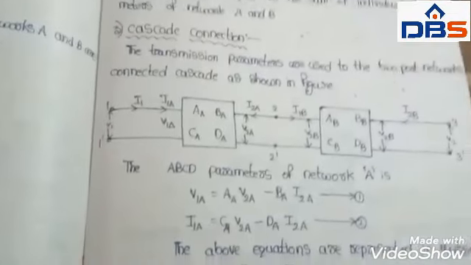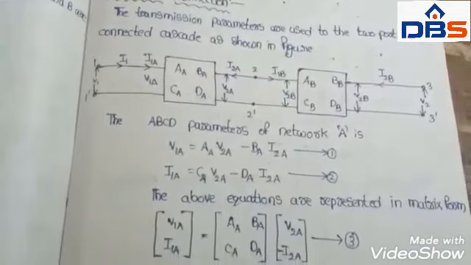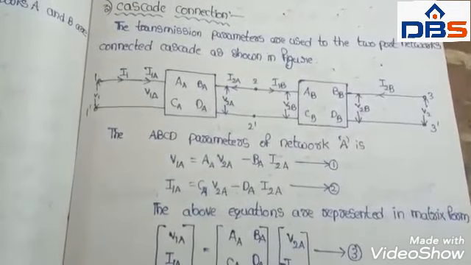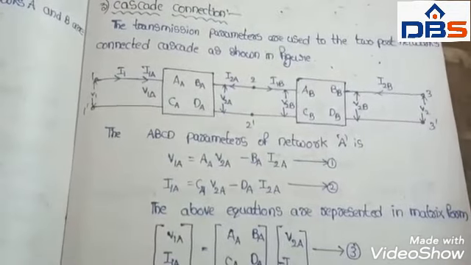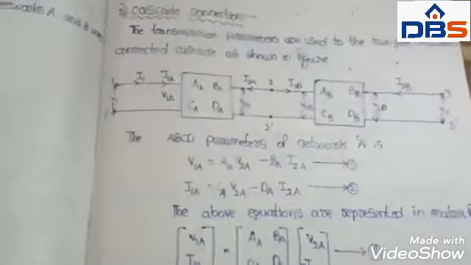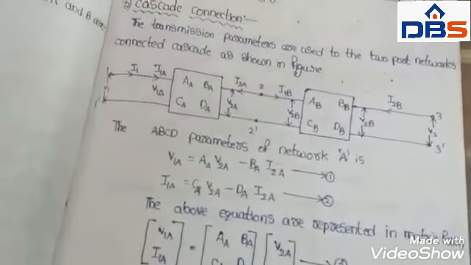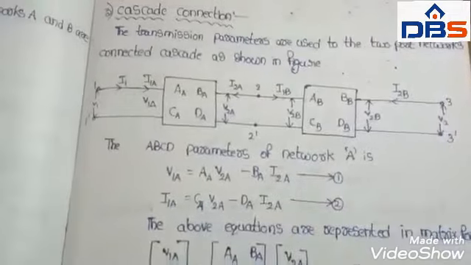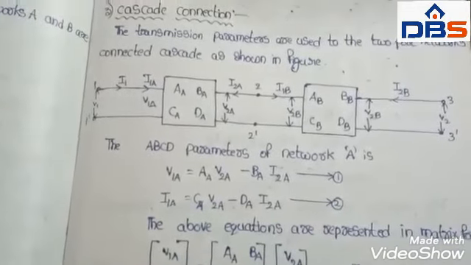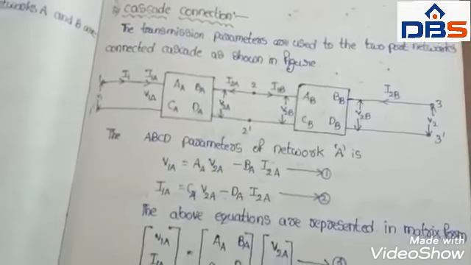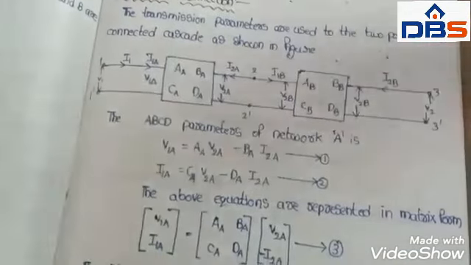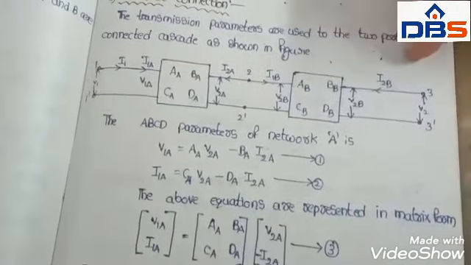And the last connection is the cascade connection. For the cascade connection, we use ABCD parameter multiplication, whereas in series and parallel connections, we find the individual matrices and then add them. For a series connection, go for the Z parameters. For a parallel connection, we go for the Y parameters. Now the cascade connection is a multiplication, so go for the ABCD parameters.